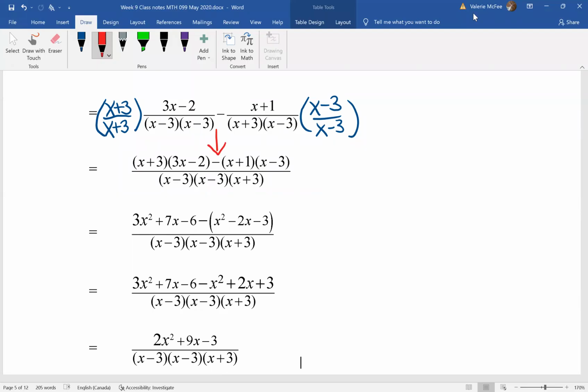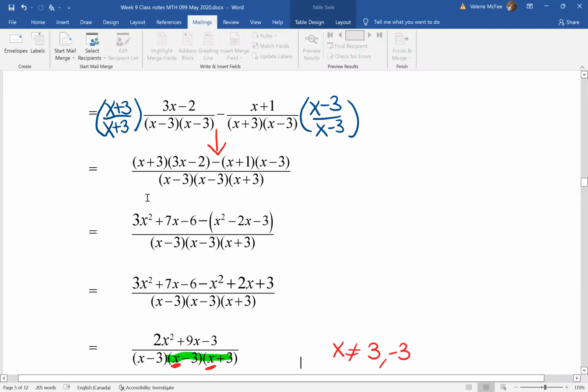You were asked to leave your final answer in factored form, but we can't factor that trinomial 2x squared plus 9x minus 3 any further, so this is the end of our answer. And your restrictions, you had to look at these factors at the denominator. Remember, we have two factors of x minus 3, so we can see that x cannot equal 3 because 3 minus 3 would give us 0. And x cannot equal negative 3 because negative 3 plus 3 would give us 0. And the denominator cannot equal 0.